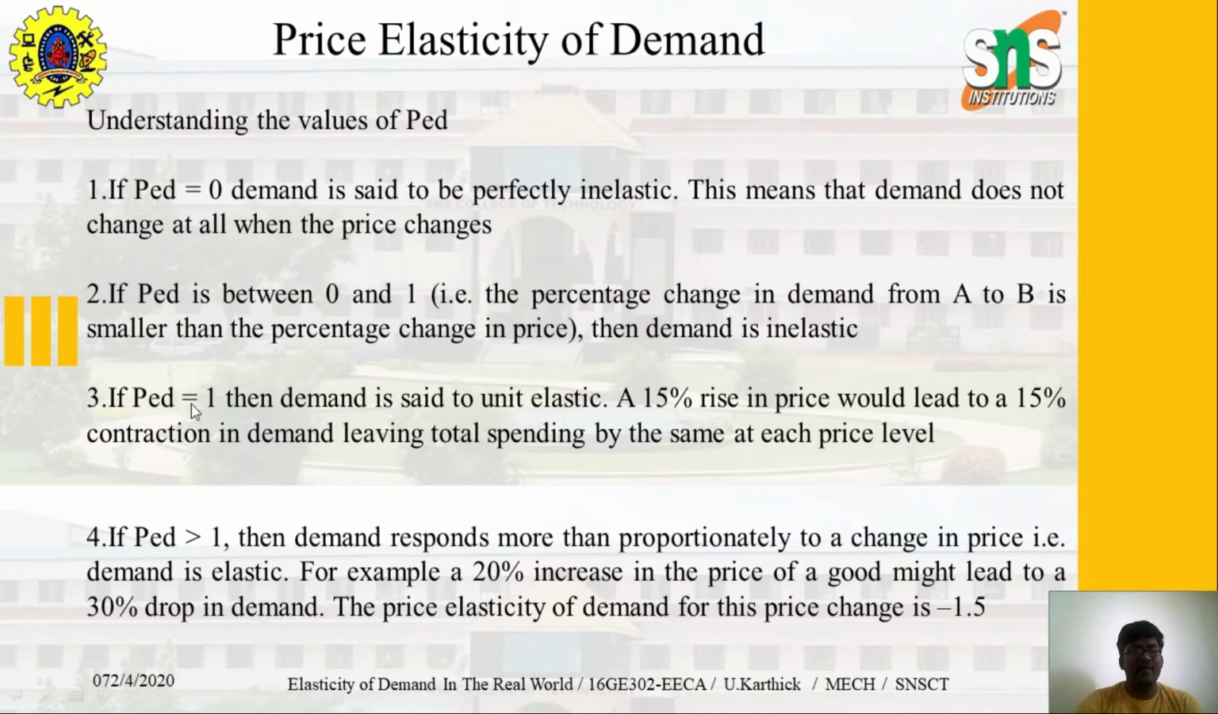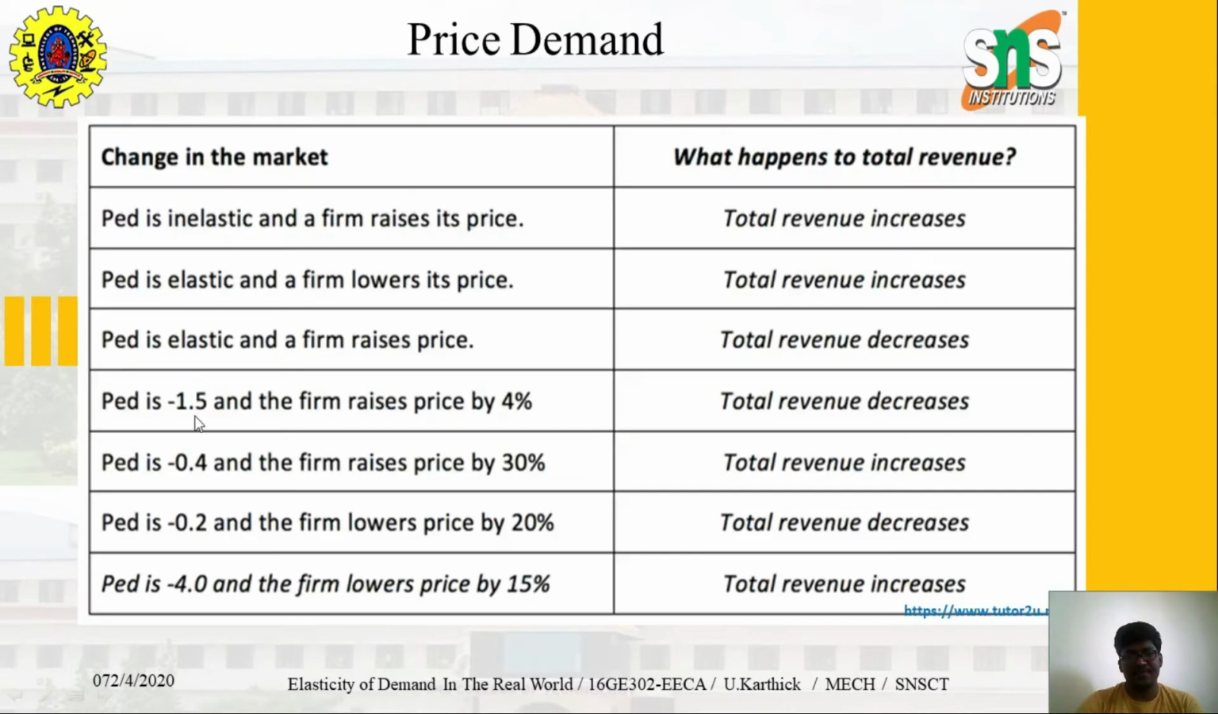If the value is 1, it means the percentage change in the price is 15% and the demand is also reduced by 15%, so both are 15%. Obviously the value should be 1. For a greater value, say a 20% increase in price leads to a 30% drop in the demand, the elasticity of demand is 1.5, right?